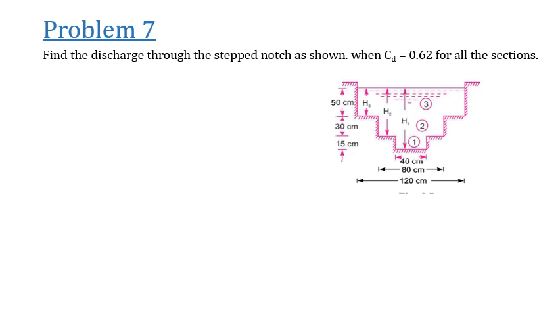So the last numerical, problem number 7. Find the discharge through the step notch as shown. Take Cd 0.62 for all the sections. So this base is 40 centimeter, and the second step base is 80 centimeter, and third step base is 120 centimeter, and the depth of water contained in the third step is 50 centimeter, and for second step it is 30 centimeter, and for the last step it is 15 centimeter.